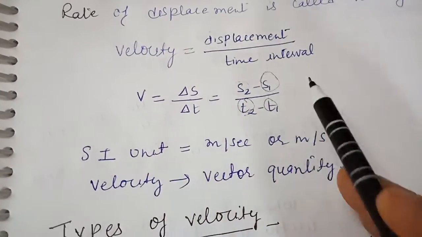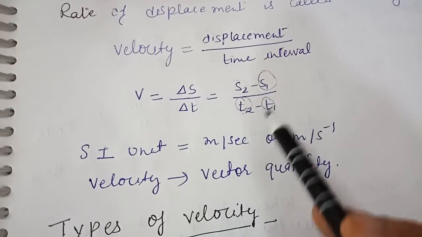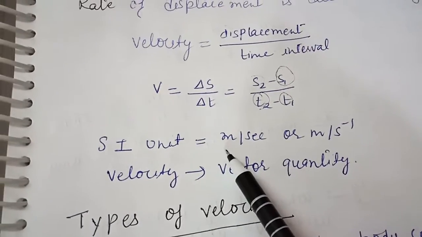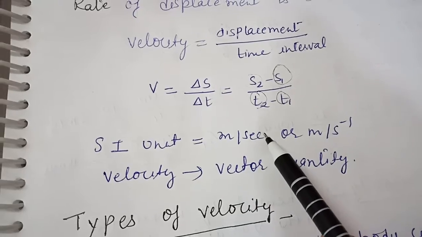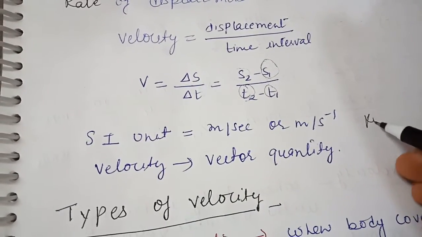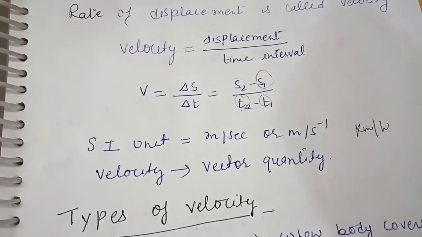Now what is the SI unit? S2 minus S1 is measured in meter and time is measured in second. So the unit is meter per second. Another unit you can take is kilometer per hour. This is a bigger unit.